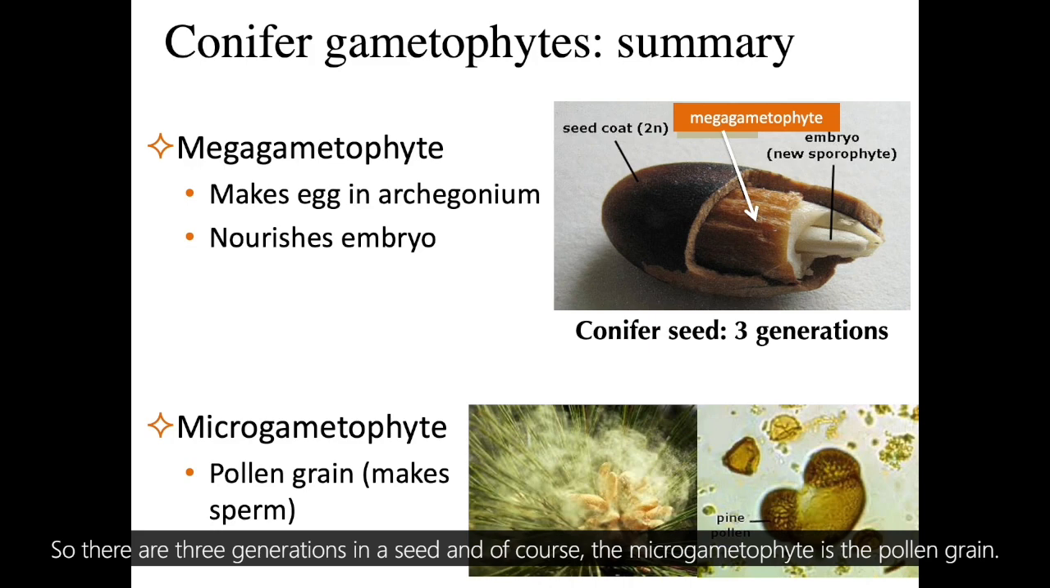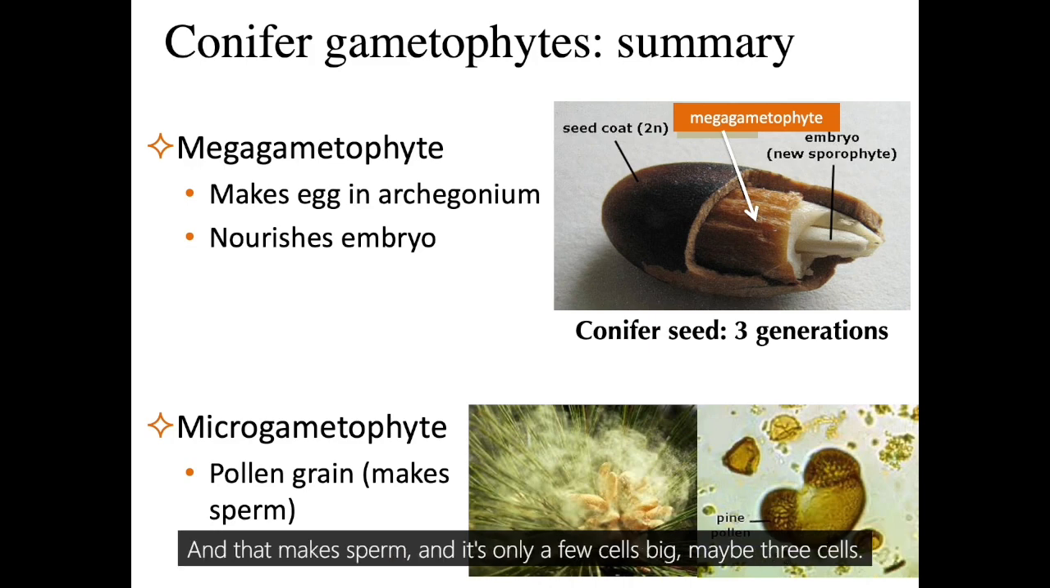And of course, the microgametophyte is the pollen grain, and that makes sperm. And it's only a few cells big, maybe 3 cells.